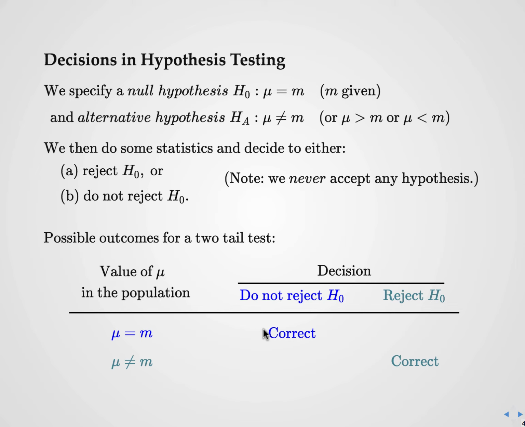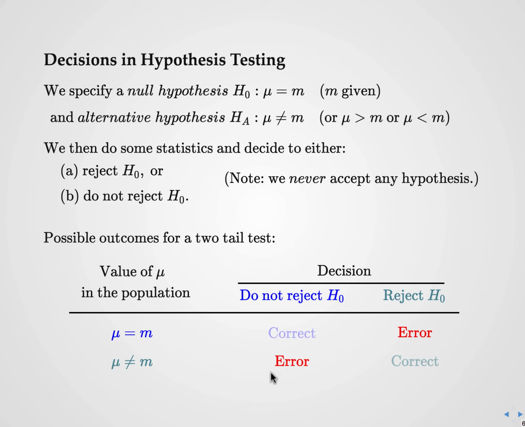Now, of course, statistics are not perfect in a sample, and so we can make errors. And this is an error we've already spoken about in the previous lecture, which is the error that occurs when mu really is equal to m. So the null hypothesis here is true. But we do our statistics and we decide to reject the null hypothesis. So that would be an error. That's the wrong decision.